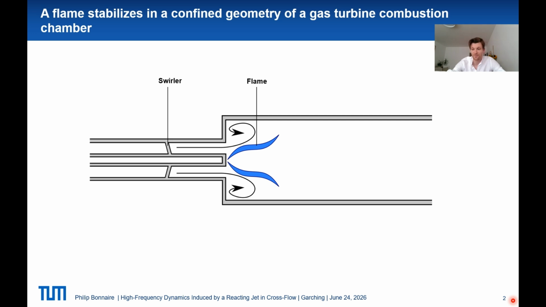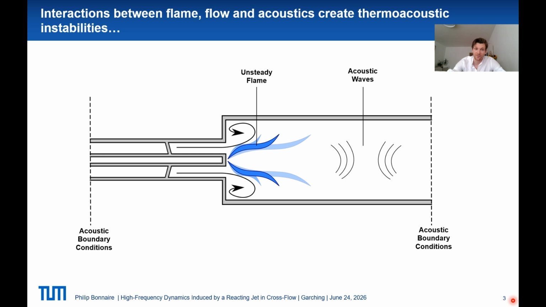So far, so good. But as soon as we have an unsteady flame with unsteady heat release, this kind of flame can emit acoustic waves. These acoustic waves can travel to the acoustic boundary conditions, can be reflected, and in turn, those acoustic waves can excite the flame. And voila, we have a thermoacoustic feedback loop.